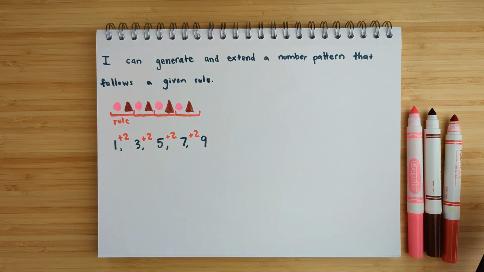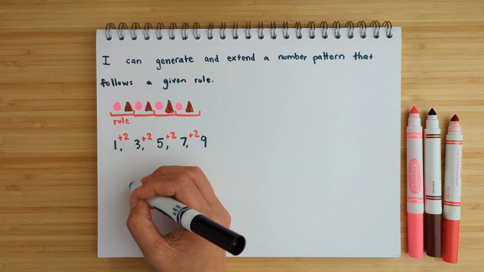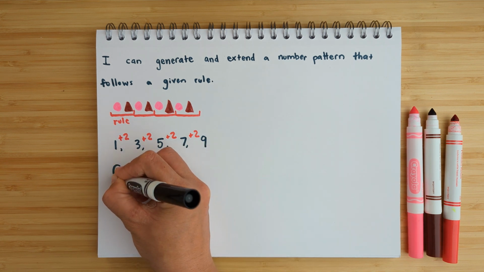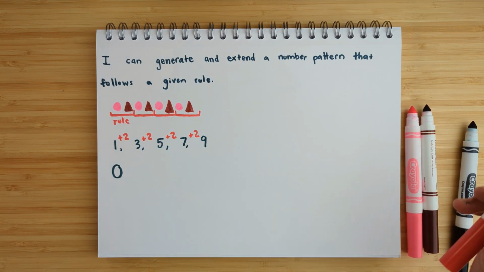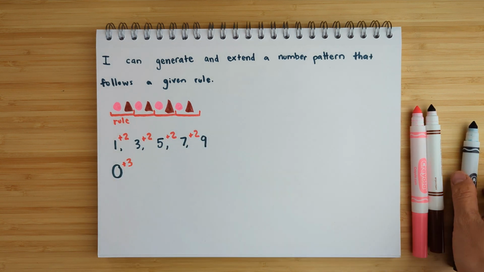Let's look at another one. This time, let's generate. So generate just means to create. So let's say the rule is to add 3. Let's start at 0. Okay, if we start at 0 and the rule is to add 3, you can generate a number pattern. So each time you go to the next term, add 3.